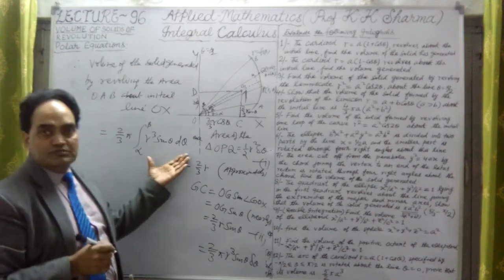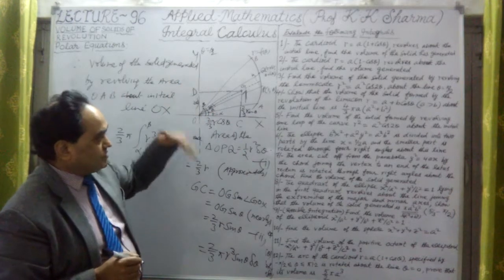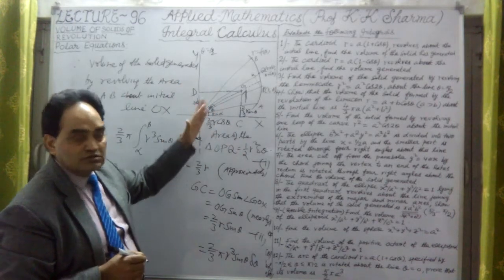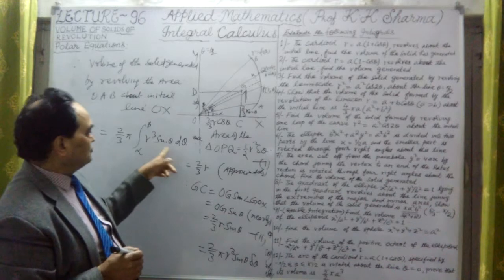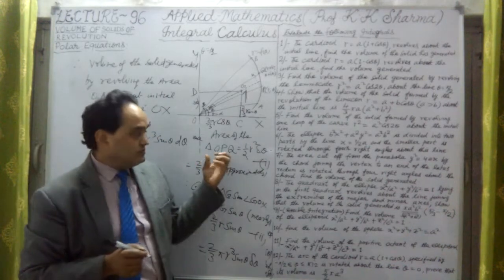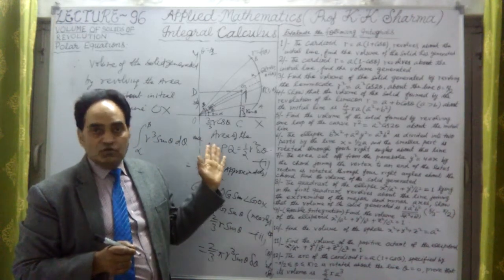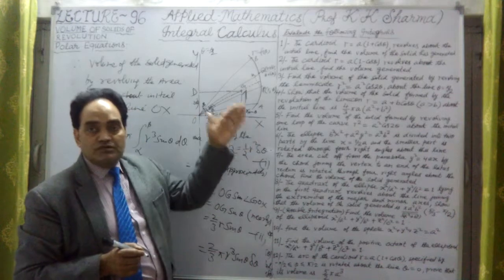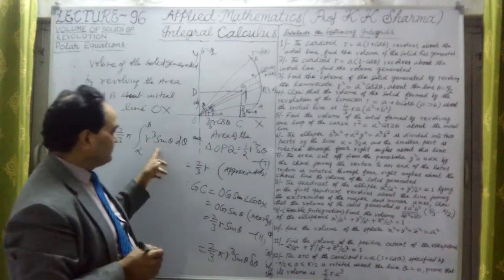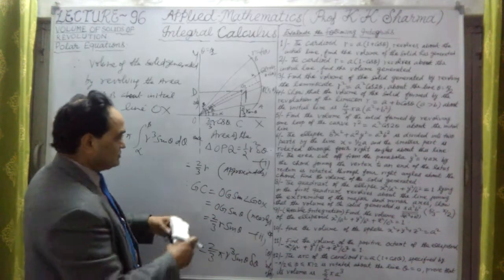So this is the volume of the solid revolved about initial line. This is r cube sin theta d theta. This formula will be used in case when the solid is revolved around the initial line. This is the basic formula. This I just talked about initially. Now it has been proved also.